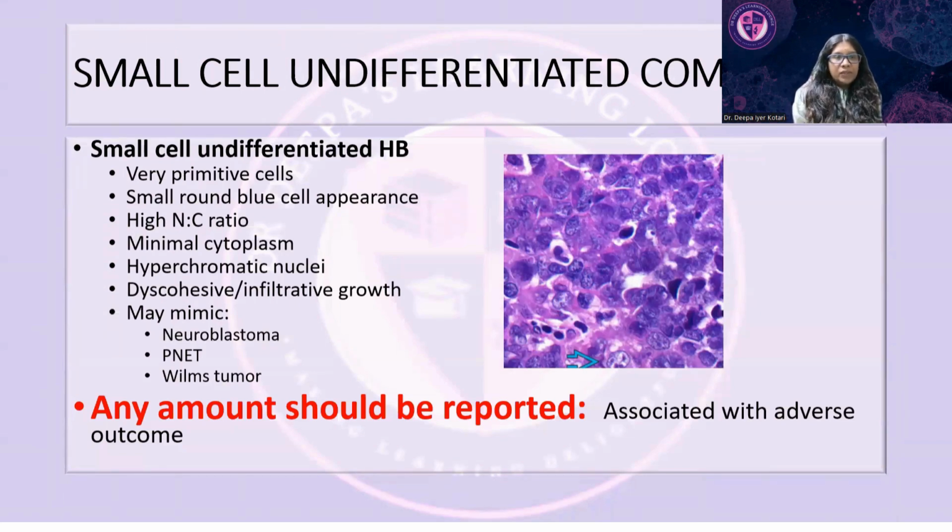Let me take your attention to the next pattern. If you're looking at this, this looks like a typical small round blue cell tumor. So this is a small cell undifferentiated pattern, which is the most important adverse histologic pattern of hepatoblastoma. These cells are extremely primitive and look like a small round blue cell tumor. The nuclei are hyperchromatic, they have a high NC ratio, and they can be discohesive and infiltrative. So the diagnostic challenge is very obvious.